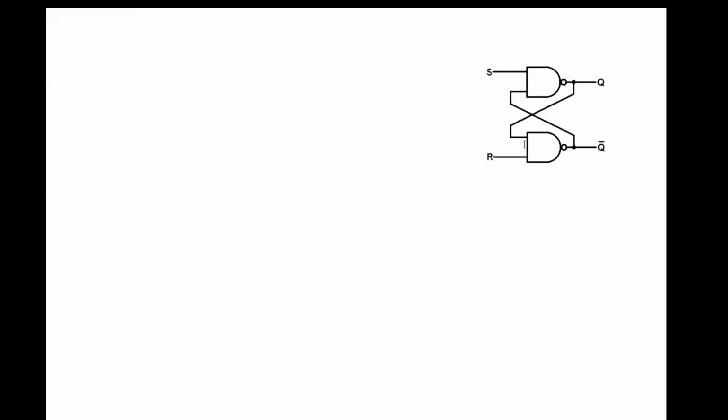As far as the SR flip-flop or SR latch is concerned, you are already aware of the problem. When S is equal to 1 and R is equal to 1, the system gives you an invalid state. We know that these two outputs should be complements of each other. But here, what is our observation?